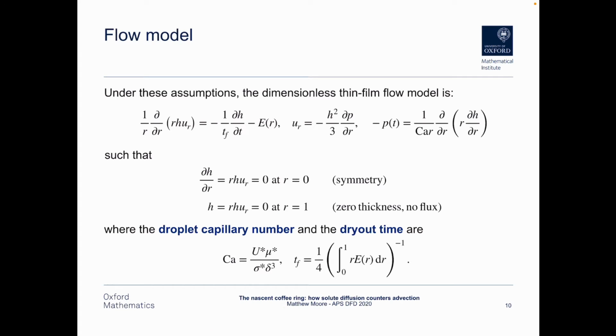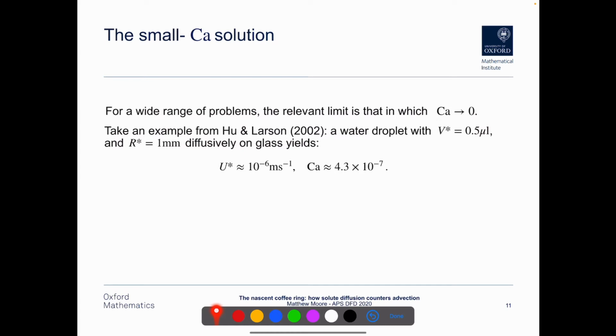So our next step is to think about this droplet capillary number in a little bit more detail. It transpires that for a wide variety of real-world problems, the capillary number is often small. So I'm going to illustrate this with a particular example. This is taken from Hu and Larson, who did some experiments and some analysis in 2002. They were looking at the effect of the contact angle on evaporation. But for a particular example of a water droplet evaporating on glass with these parameters for the radius and volume, we're getting capillary numbers on the order of 10 to the minus 7, which is tiny.